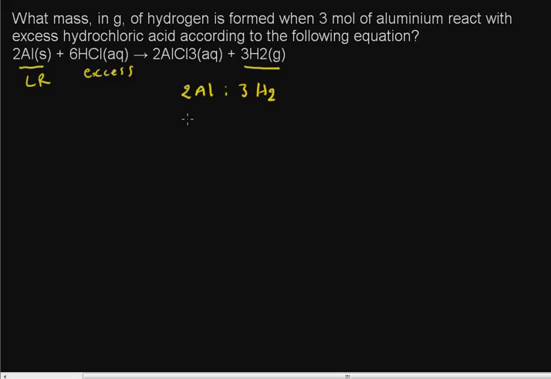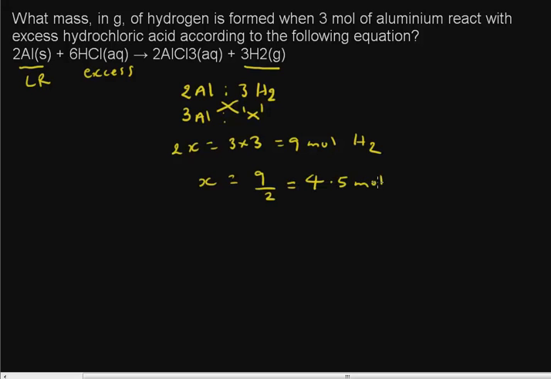But in the problem they want you to calculate the amount of hydrogen gas that is produced when 3 moles of aluminum reacts with excess hydrochloric acid. So the amount of hydrogen gas that is produced is our unknown quantity. So I can cross multiply that, so that would be 2x equal to 3 times 3, which is 9 moles of hydrogen gas. So x would be equal to 9 over 2, which is 4.5 mole. But the question that is being asked here is in grams.